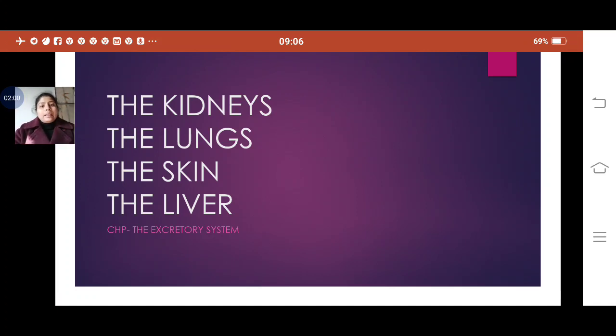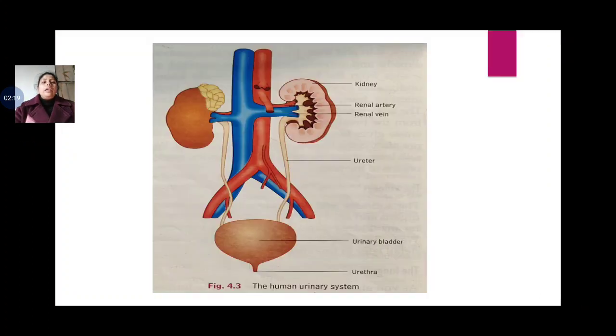That is why nature has designed it in such a way that more than one organ is involved in facilitating this process. Apart from the kidney, the lungs, skin and liver are also involved in the same process of excretion. How? Let's see. The first that you are going to study is the kidney.